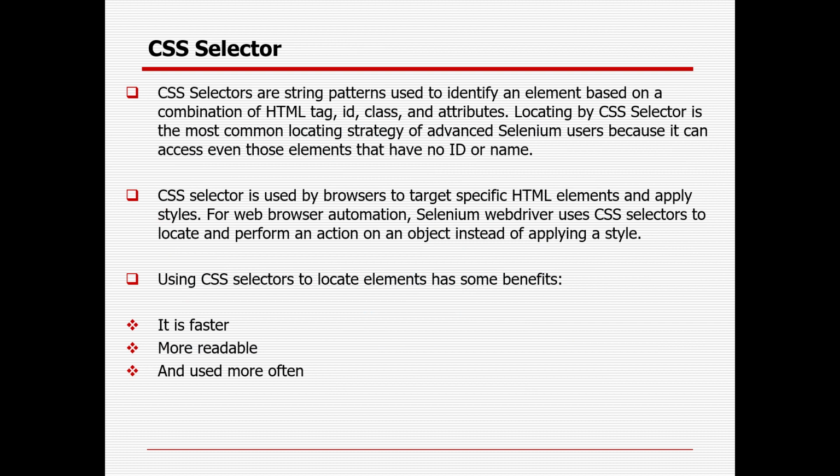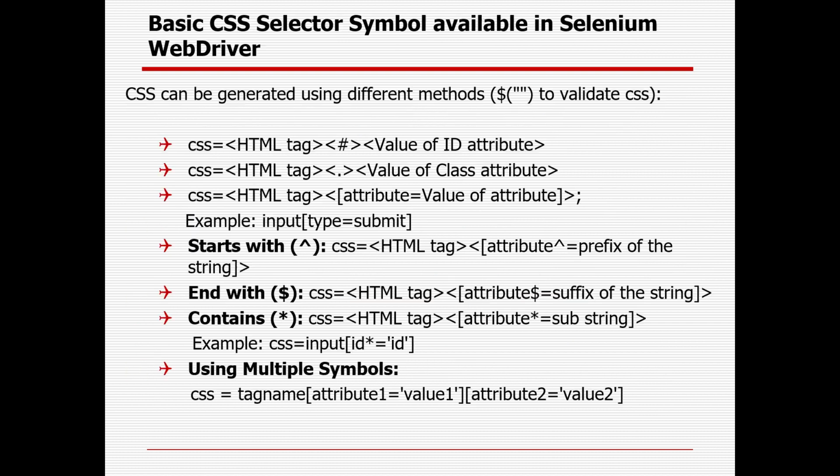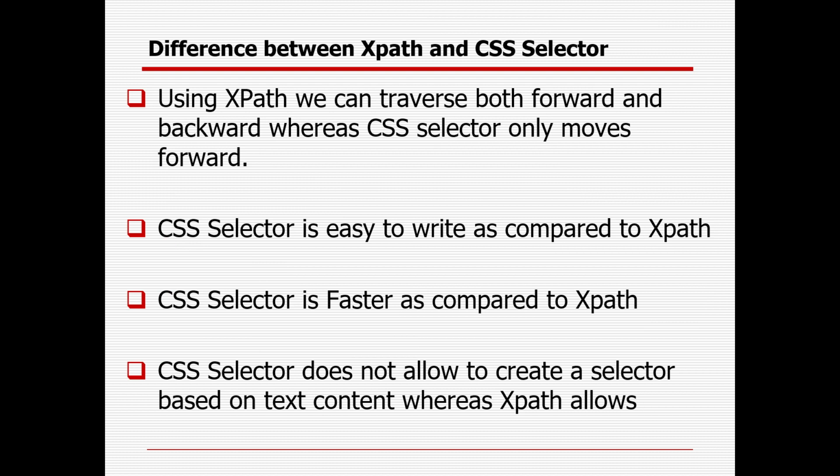You can use starts-with. XPath is nothing but // tag name, square bracket, @attribute name equal to value. You can use and, or, or you can create XPath for the text also. You can create XPath with starts-with and contains. Similarly you can create CSS with the help of ID, class name, or any attribute, multiple attributes as well. You can create CSS with the help of prefix, suffix, or substring as well.